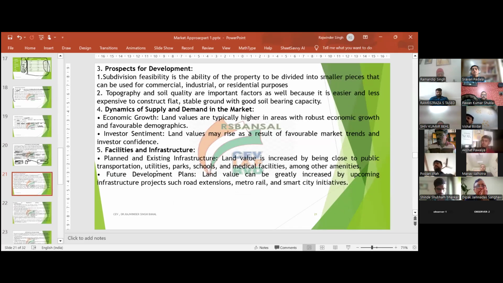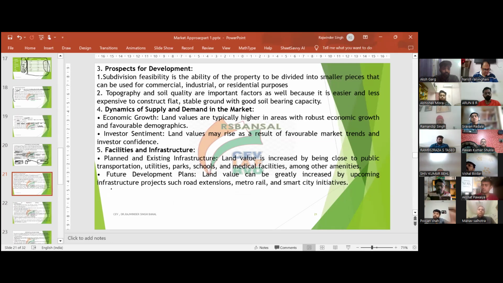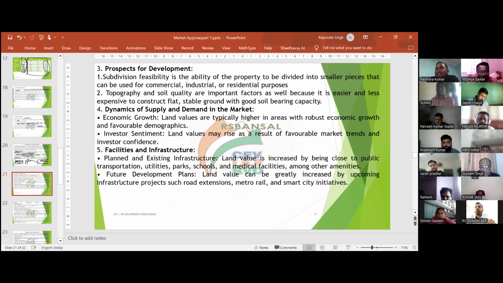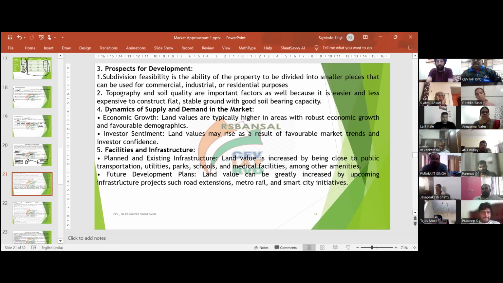So then prospect of development. Okay, first you should check whether subdivision is feasible as per bylaws. Many times in some development areas, subdivision of the plots is not feasible, not allowed. Then topography and soil quality. What type of buildings you may be able to construct there, you have to check. Then you have to check the supply and the demand in the market, whether you will be able to sell that subdivided plots within a short span of 2 to 3 years.